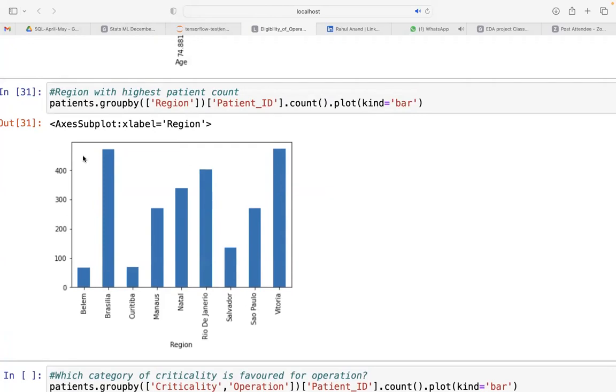Second could be Victoria, and then Rio de Janeiro. These three cities are large cities in Brazil, and maybe even Sao Paulo is a financial capital. So in this sample that I've collected, probably the Sao Paulo patients are fewer. So that could be a case. It's a random sample that I've taken. Obviously, you can say to your client that a larger number of patients lie in Brasilia and Victoria, and then Rio de Janeiro, Natal, Sao Paulo, and things like that.